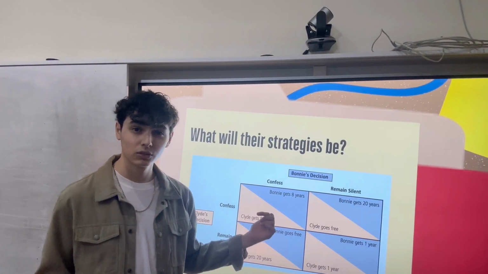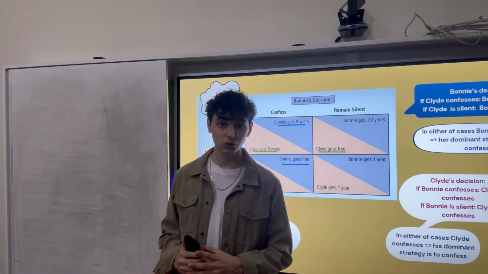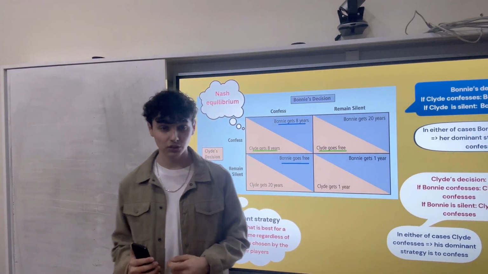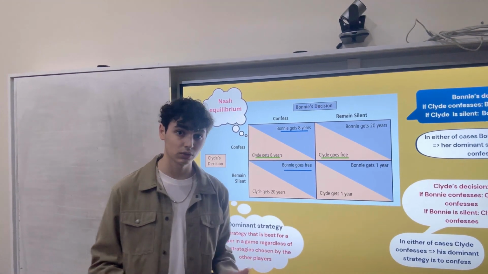Here's a matrix which describes what will happen in either of their decisions, whether it's remain silent or confess. So, what will their strategy be? In such situations, they need to choose their dominant strategy. What is a dominant strategy? It's a strategy that they need to choose regardless of the other person's decision.